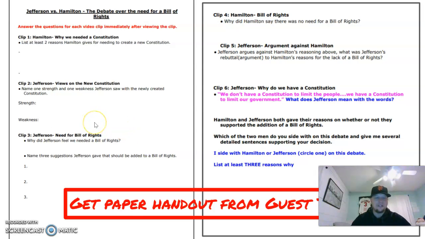So what you're going to do is get a paper handout. Looks like this. It has a front and a back. There are areas where you are going to write down your thinking. There are 1, 2, 3, 4, 5, 6 video clips that you are going to watch, and you're going to use this slideshow to help link the video clips to it.